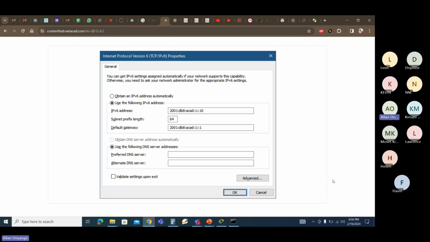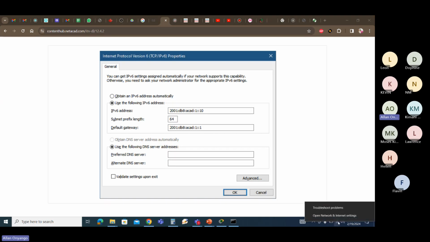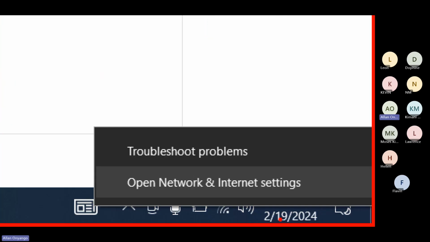So let me just demonstrate for the last time today. The first thing, on the bottom right corner of your screen, I'm trying to make this as practical as possible. Right here, this is where you come and you right click. If I right click now and zoom in again, you should be able to see this is what you'll be clicking. Right click on the network icon. It can be Ethernet or it can be Wi-Fi or wireless. I click on it and then select open network and internet settings.